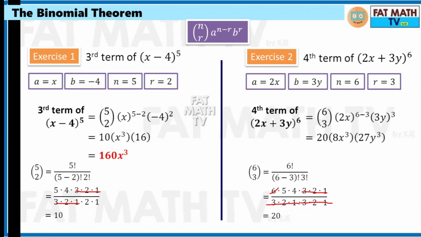2x raised to 6 minus 3 is 3. So 2 cubed is 8. And then x cubed. 3y cubed is 3 cubed, that is 27, y cubed. And then 20 times 8 times 27 is 4,320. Copy x cubed and y cubed. So the fourth term of 2x plus 3y raised to 6 is 4,320 x cubed y cubed.